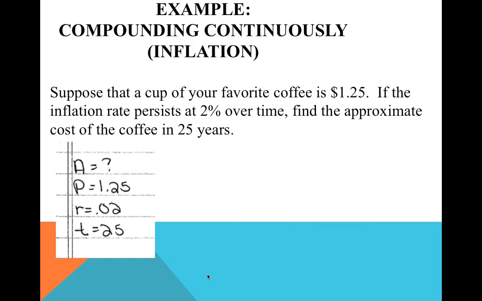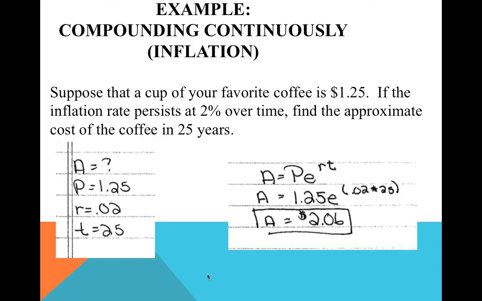That's inflation, and a little bit of exaggeration on their part. So this time I'm going to still list my given variables. I'm looking for A again. I want to know what's going to happen in the future. P is $1.25, R was 2% or 0.02, and time was 25 years. Remember, when we're using this formula, we have E, but that is a set number. It's not a variable. E is 2.71 and then continues on. It's a button on your calculator that we have to be able to find.